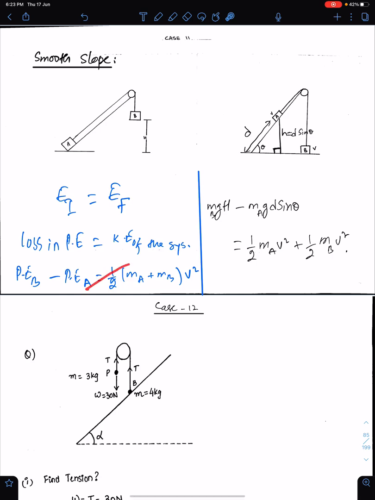You can simplify this equation. You can substitute potential energy of B by mass of B times G H. Potential energy of A should be mass of A G times height of A. Height of A is d sine theta. And you can simplify this bracket as well if you want: half MA V square plus half MB V square. From this equation, you can easily find the speed of the system.